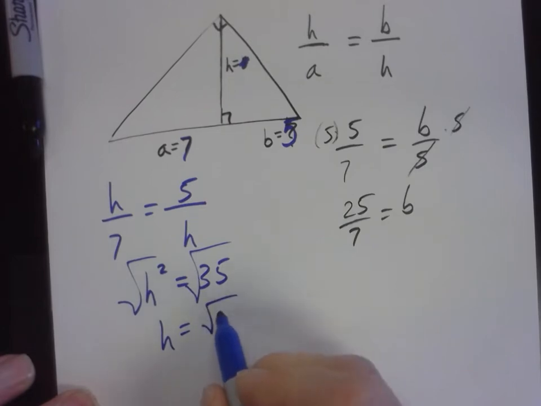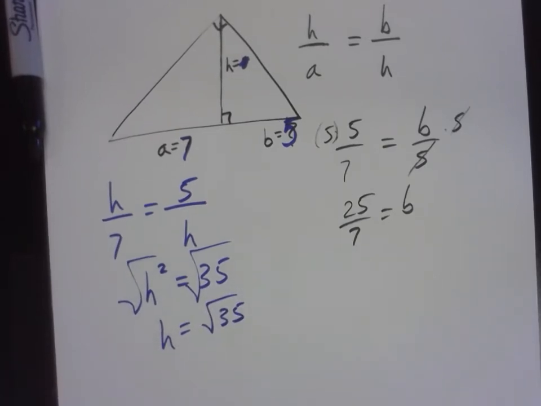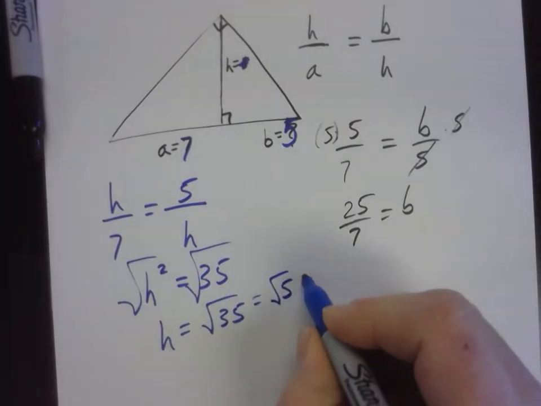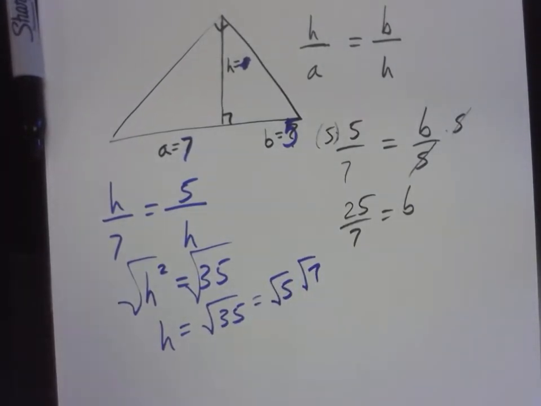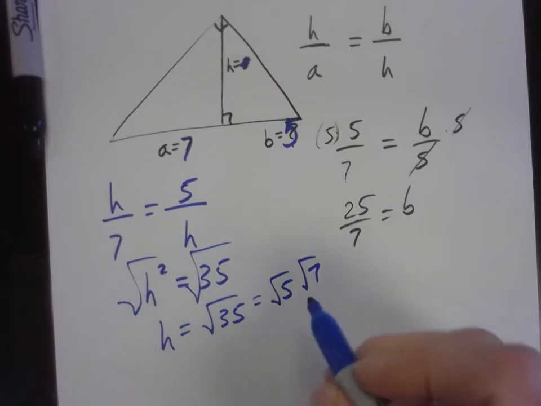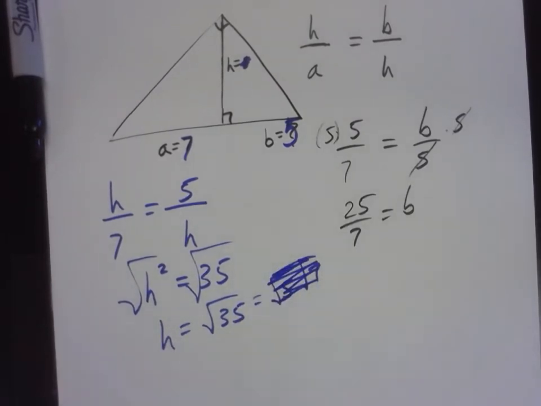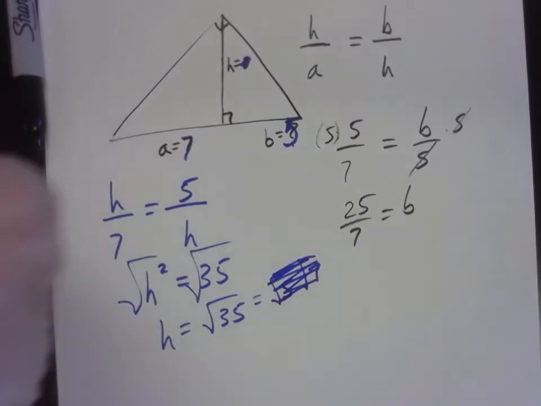How about radical 35? Will radical 35 simplify? No. It's just 5 times 7, isn't it? So we don't have anything to pair up or anything like that. So radical 35. It's radical 35. Okay? So that's a whole lot simpler than trying.